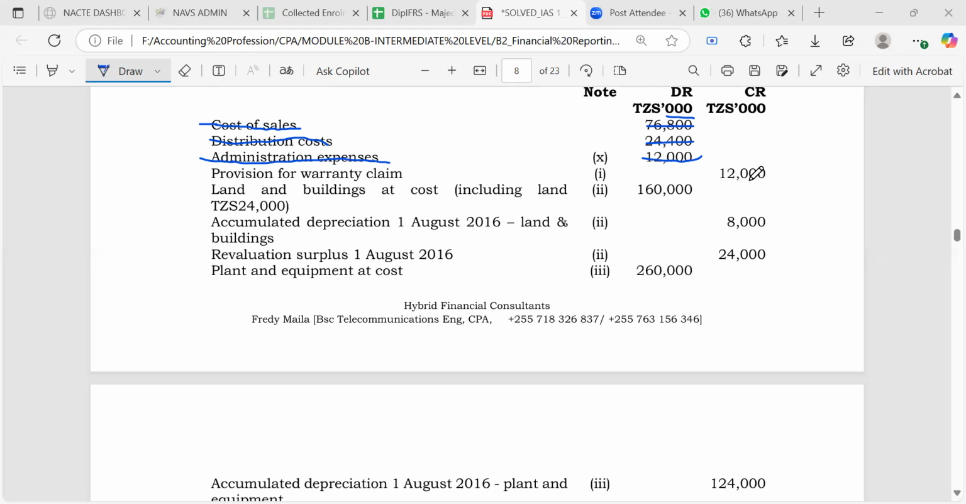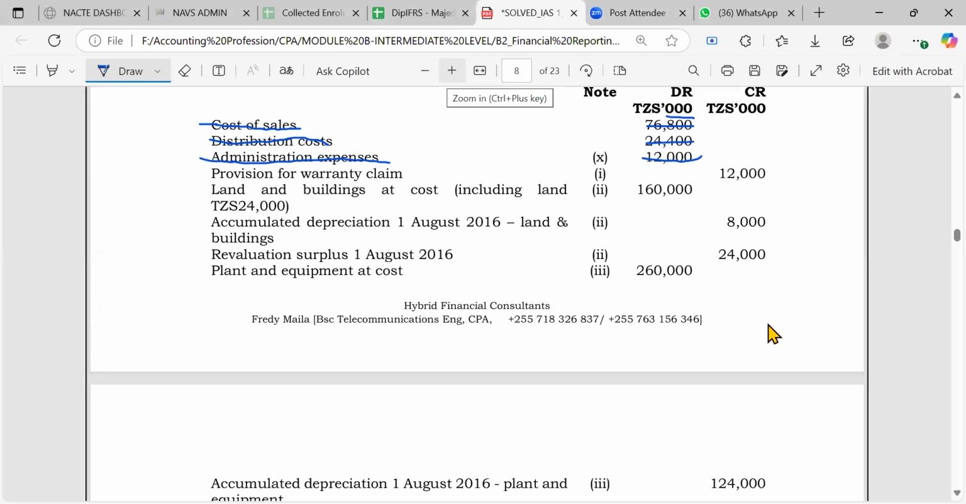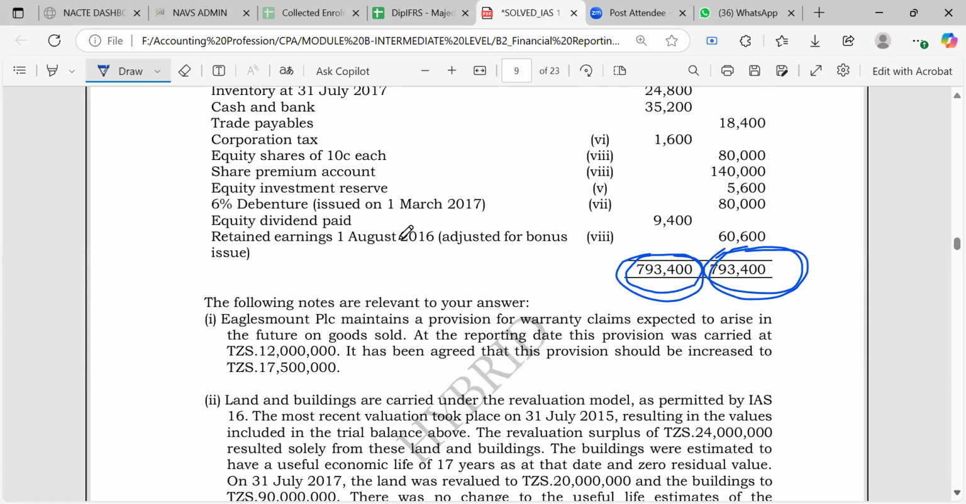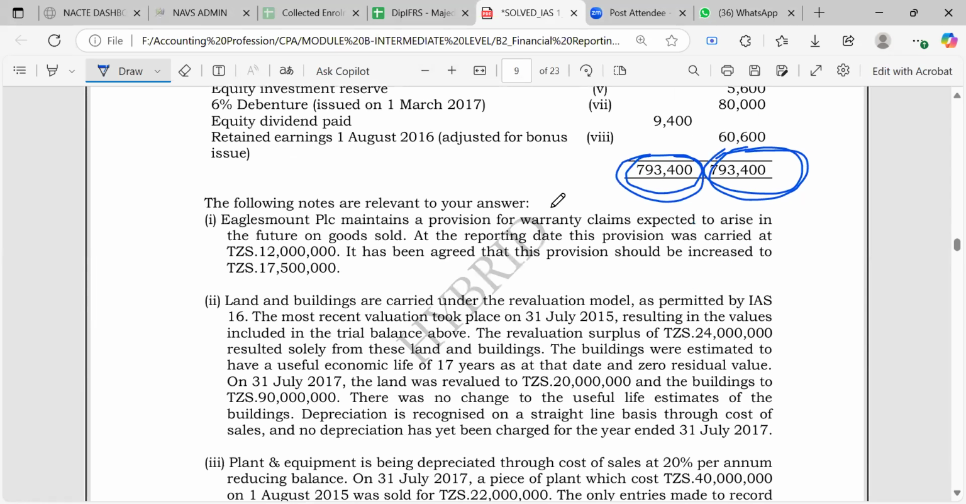Let's go to note 1. And see what note 1 says. Note 1 says Eagles Mount PLC maintains a provision for warranty claims expected to arise in the future on goods sold. At the reporting date, this provision was carried at 12 million. It has been agreed that this provision should be increased to 17.5 million. You can see that.